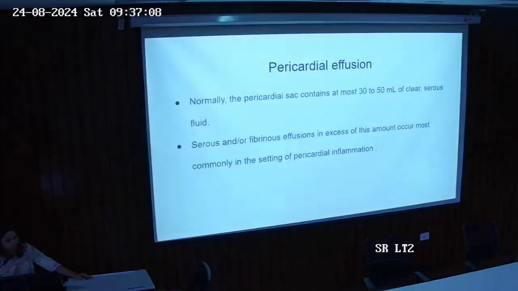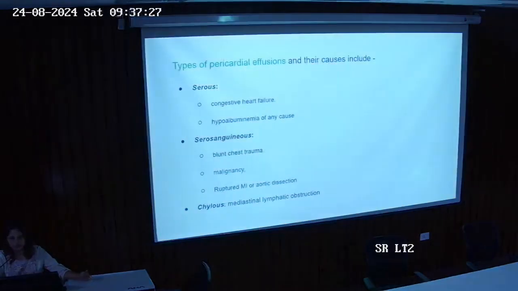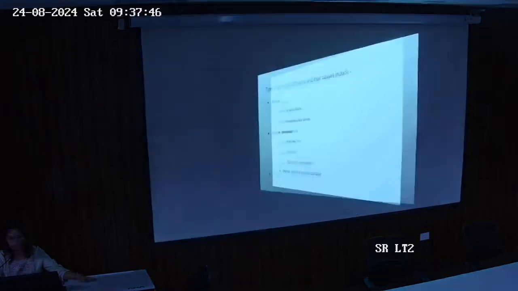Okay. Now what is pericardial effusion? As I told you, normally pericardial sac में 30 to 50 ml of clear serous fluid is present. But when it is in excess and because of serous accumulation or fibrinous accumulation, it is called pericardial effusion. What are the types? Serous, serosanguinous and chylous. Serous is because of, what are the causes? Congestive heart failure, hypoalbuminemia. Serosanguinous, it is because of trauma or malignancy or because of ruptured MI. And chylous, it is because of mediastinal lymphatic obstruction.